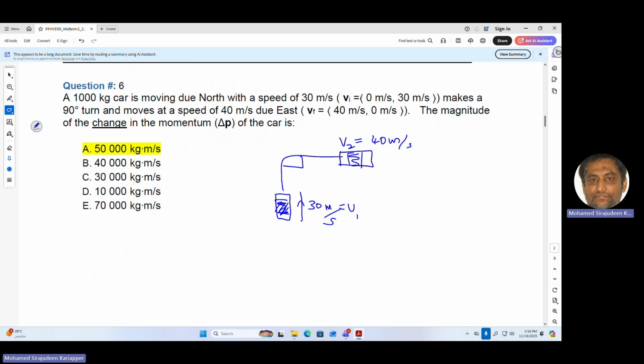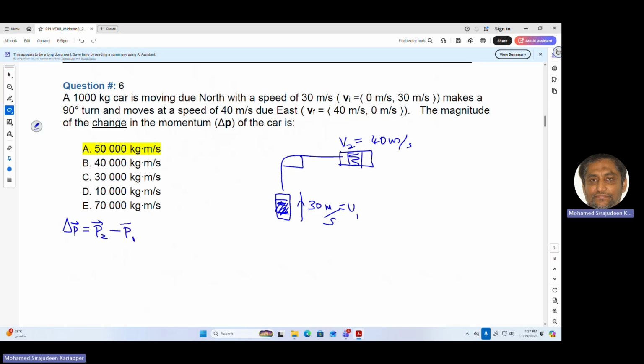Because now we involve both x and y directions, it is going to be a vector problem. But the question is a very simple question. Here you are tested on whether you understand the directions of vectors in two dimensions and so on. He is simply asking to find the change in the momentum. When you say change, it refers to the final minus initial.